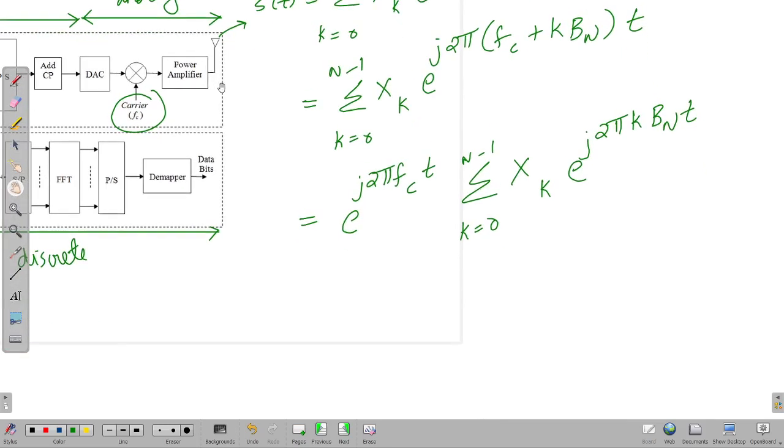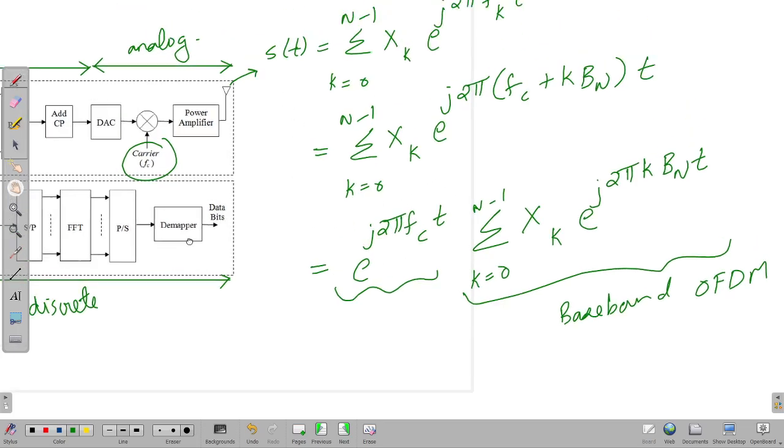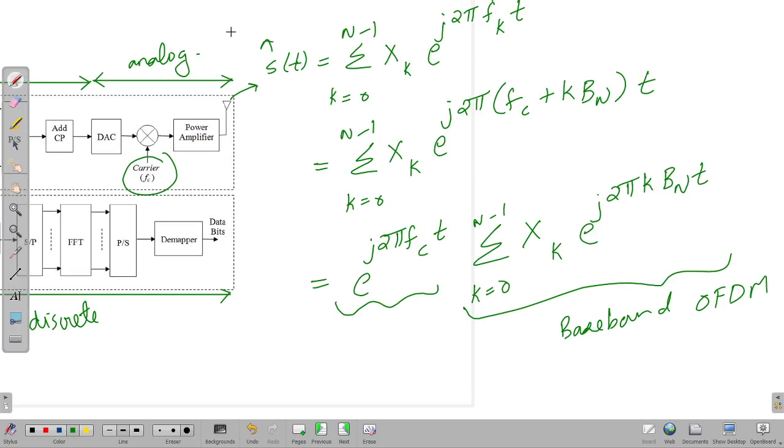All right. So what I've done is I have separated the carrier part, and this is the baseband OFDM. It is a baseband OFDM. So baseband OFDM, when multiplied with e raised to j 2 pi fct, the carrier, it becomes band pass OFDM. So S of t is band pass. Okay, you have basically an up conversion, converting into a higher frequency band.